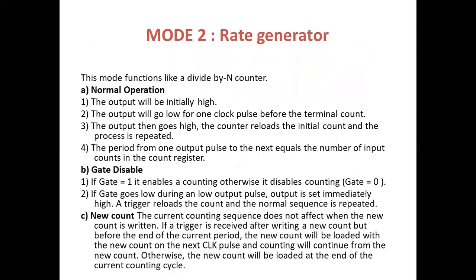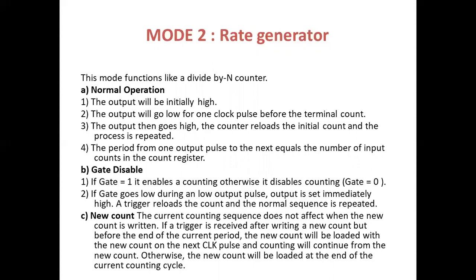Next, mode 2 operation. That is the rate generator. The counter behaves as a divide-by-n counter. Generally, it is used to generate a real-time clock interrupt. The control word and the count value are loaded into the control word register and counter respectively. After the mode is set, the output of the counter will be initially high.